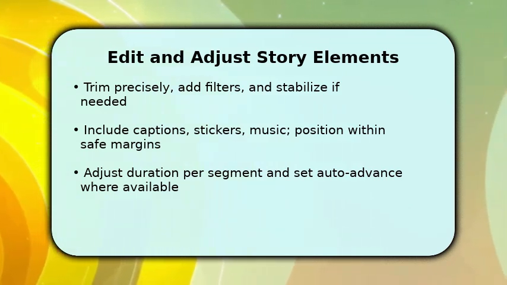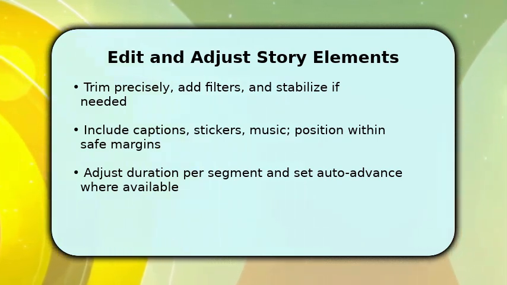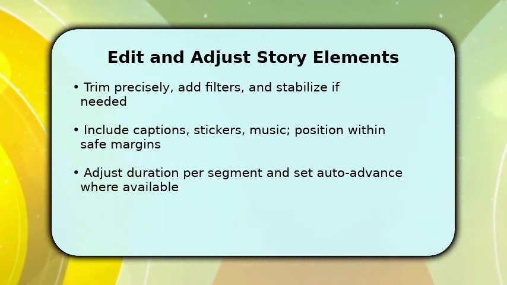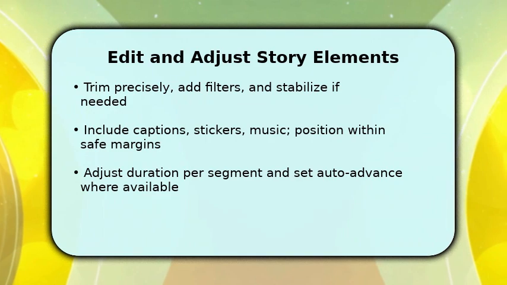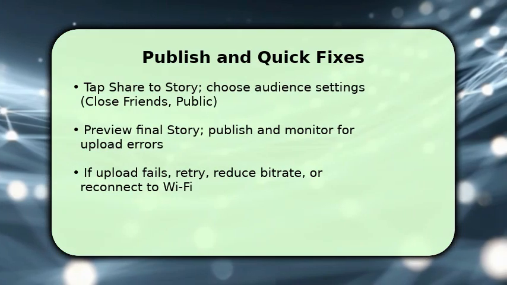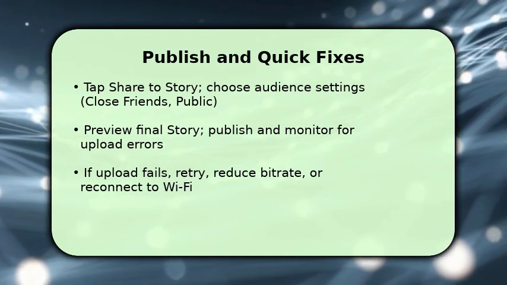Once done, layer stickers or CTAs and check pacing by previewing the segment. Make sure Auto Advance or segment timing aligns. You're ready to publish. Tap share and pick your audience, close friends, followers, or public, then preview the story in full. Once you hit post or story, watch the upload indicator.